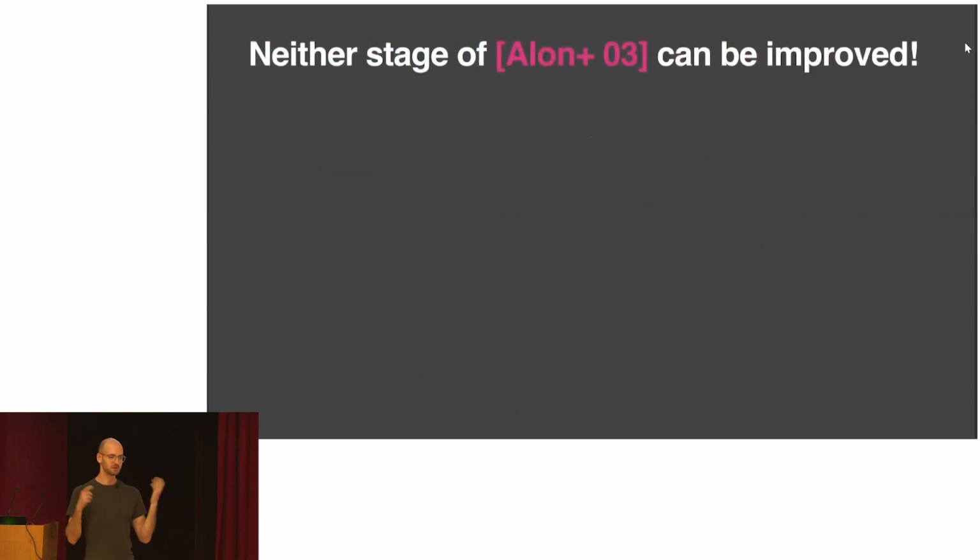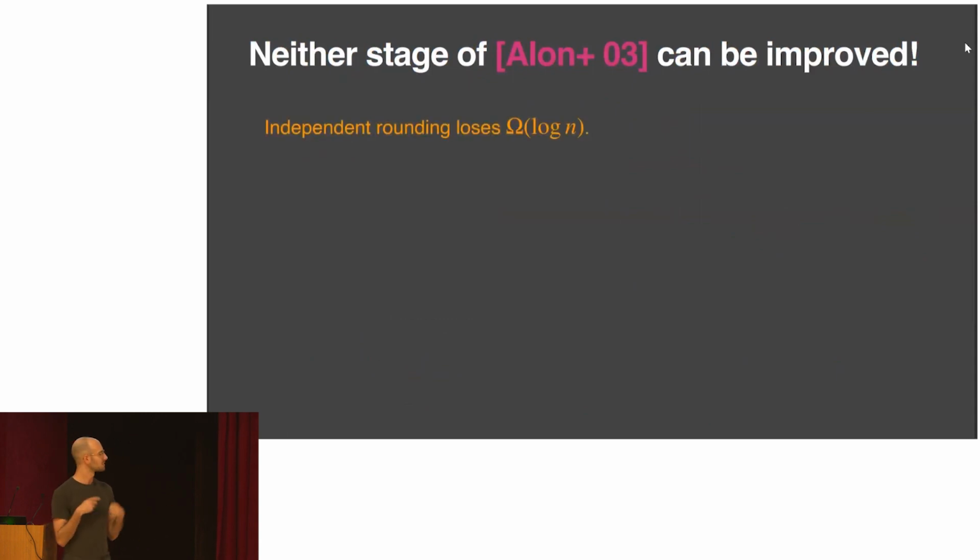Okay, great. So we'd love to do this in the random order setting. Unfortunately, you can't. Neither of these stages can be improved. It's fairly easy to show that independent random rounding loses this log n.